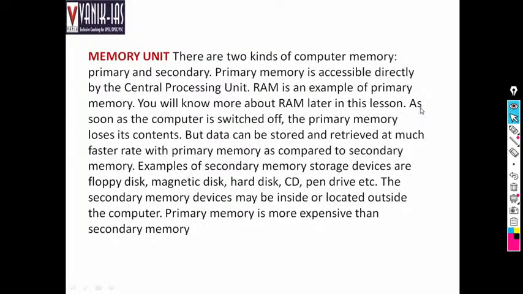Then we studied the memory unit that stores the data. We studied primary memory, which is directly accessible by the CPU. Primary memory is very fast. Primary memory is of high cost. It is called RAM. RAM is random access memory, right?